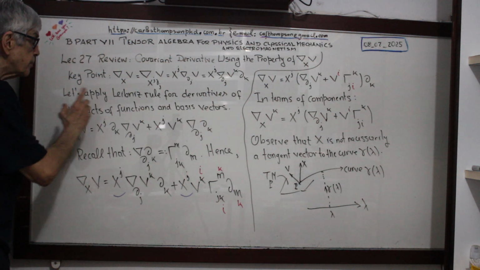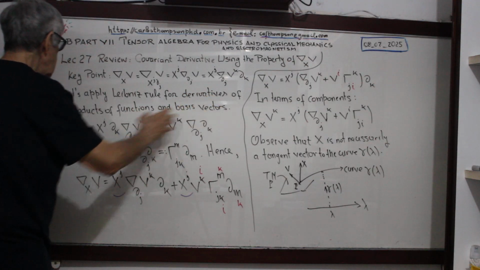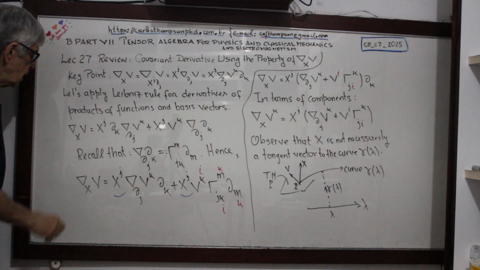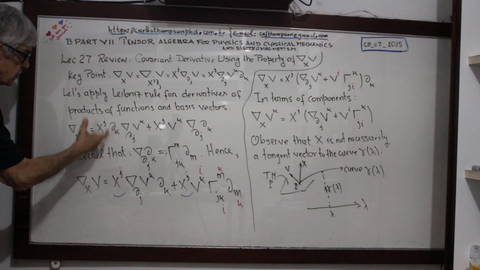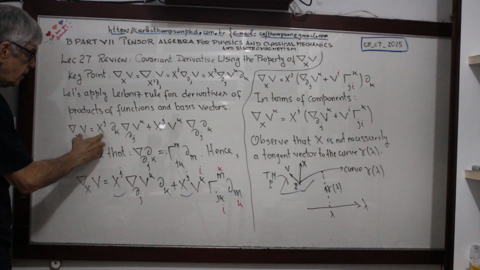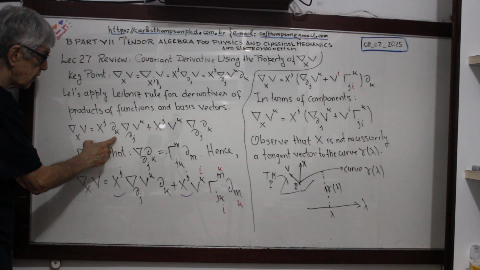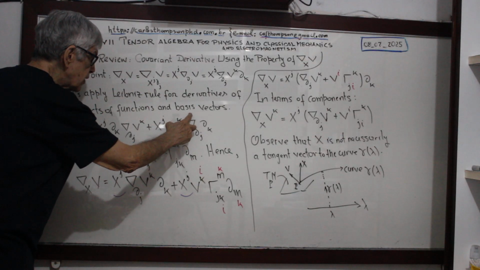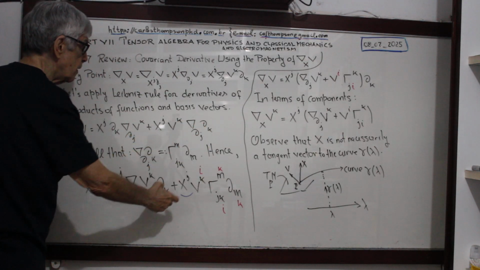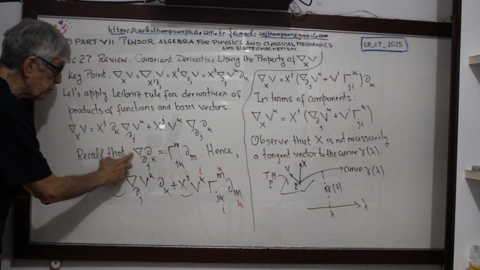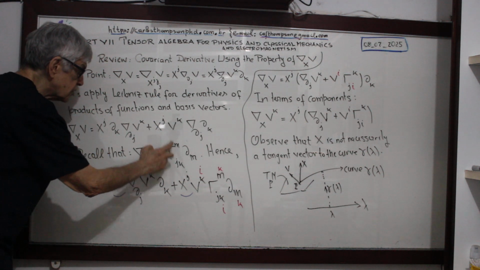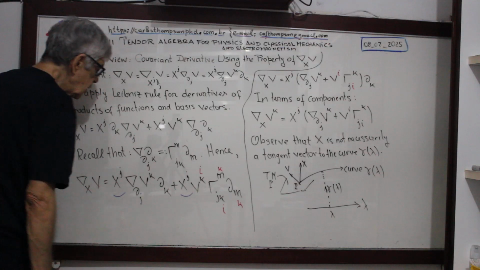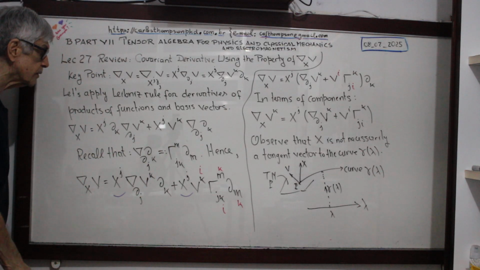Now, let's apply the Leibniz rule for the derivative of products. Product of what? Of function and basis vectors. So this is the Leibniz rule: X^j partial x^k, plus X^j v_k, the covariant derivative of X^j x^k. Now, recall that by definition, this is the Christoffel symbol of the second kind. You see, that's how we define the Christoffel symbol.